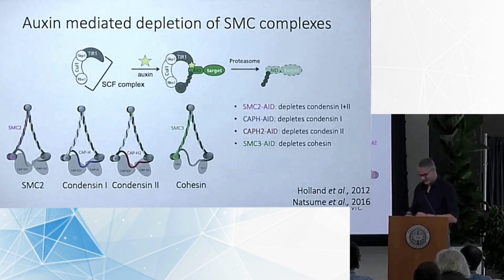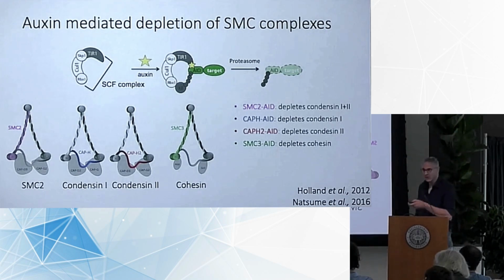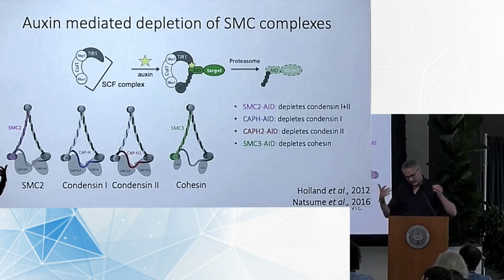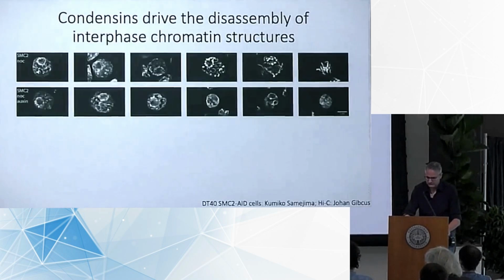That combined with cell lines in which we can deplete using an auxin-inducible degron system that I'm sure many of you are familiar with. Kumiko made a remarkable panel of cell lines where we can deplete either both condensins or individual condensins or cohesins or all the combinations thereof. So we can study chromosome formation by the wild type set of complexes or in situations where we have only one or different combinations of SMC complexes running on the chromosome.